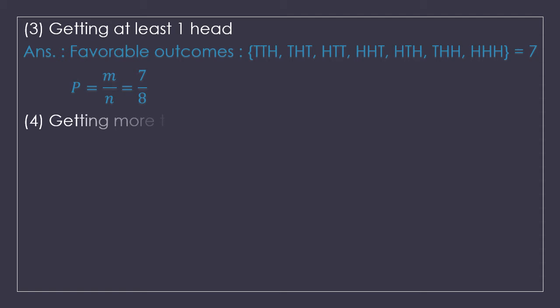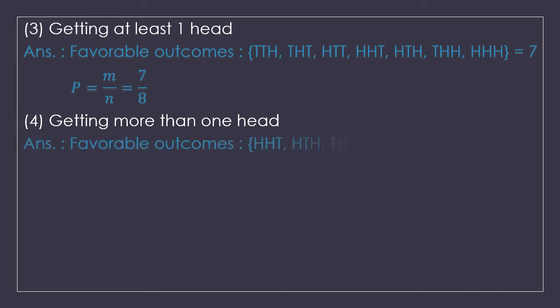Next question is getting more than one head. Now, more than one head means we can't get 0 or 1 heads. We should at least get 2 or 3 heads. So we have to write down the outcomes which have 2 H's or 3 H's. So HHT, HTH, THH and HHH makes it 4 outcomes. So the probability here will be 4 upon 8, but we need to simplify because there is a possibility of simplification. So we divide 4 and 8 by 4 each, so it becomes 1 upon 2. So the probability of getting more than one head is 1 upon 2.